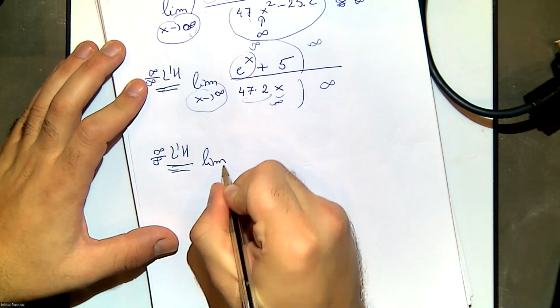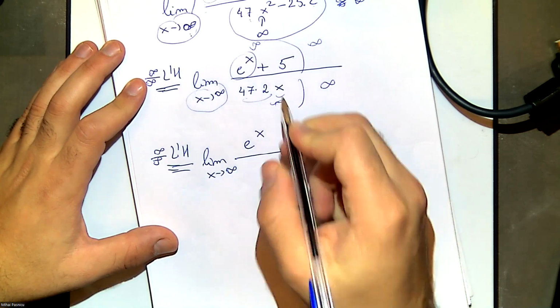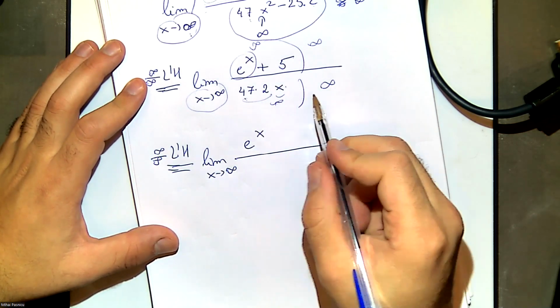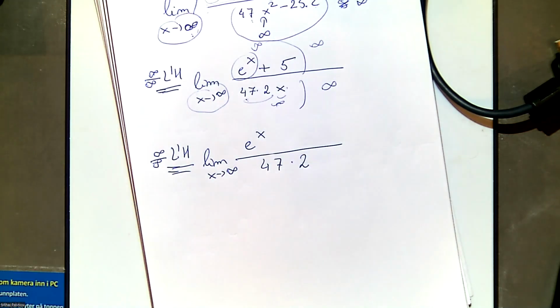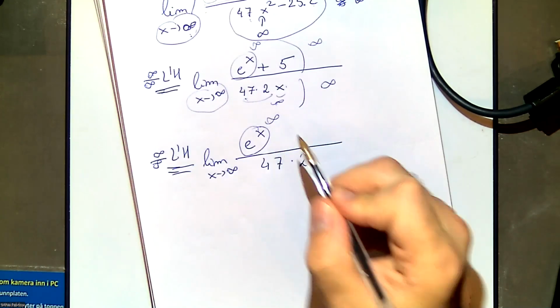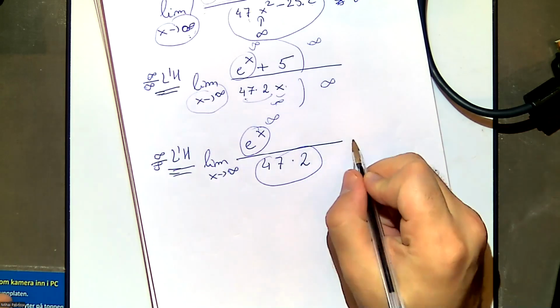Now I just get limit x goes to infinity, e to the x stays the same. And this is just 47.2. Now, same thing. I evaluate again. X goes to infinity. This is infinity. This is just a number. So this is just one of the trivial limits that I gave you yesterday, right? One of the 4, infinity over a constant, which is just going to be infinity.